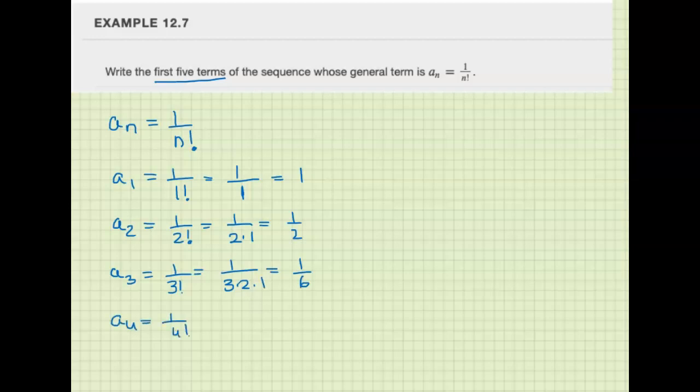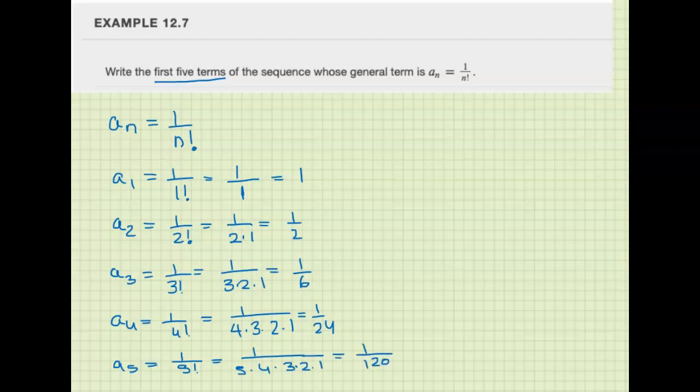a4 is 1 over 4 factorial, which is 1 over 4 times 3 times 2 times 1. This is 1 over 24. And a5 is 1 over 5 factorial, 1 over 5 times 4 times 3 times 2 times 1, which is 1 over 120.